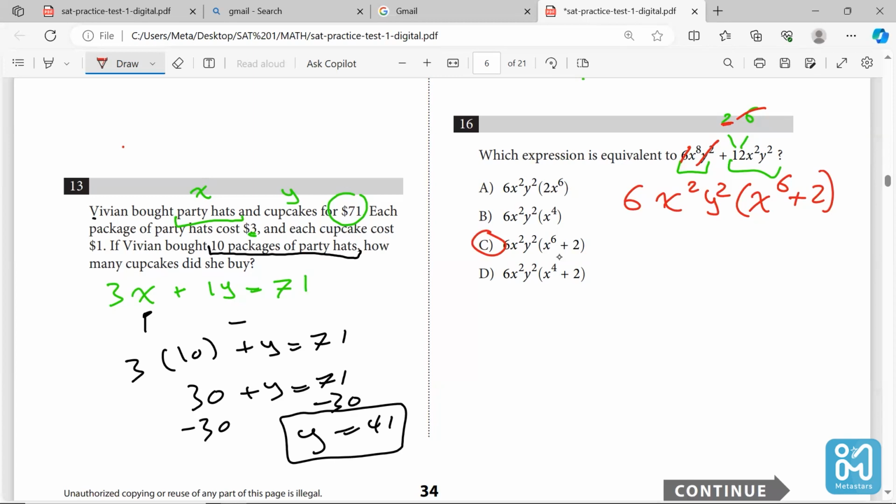Do you understand this one, guys? Do you have any question? If you have any question, please send it in the chat, please. Okay. We finish question 16.